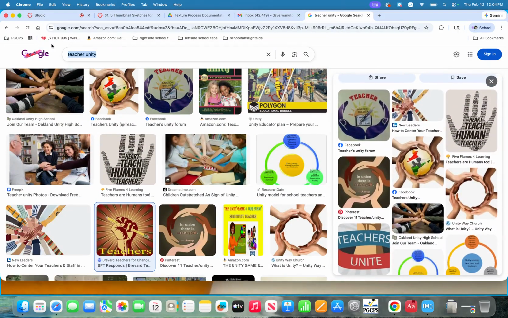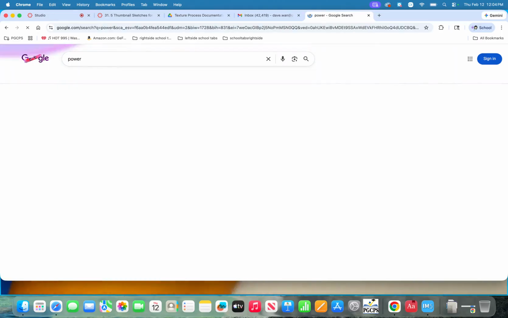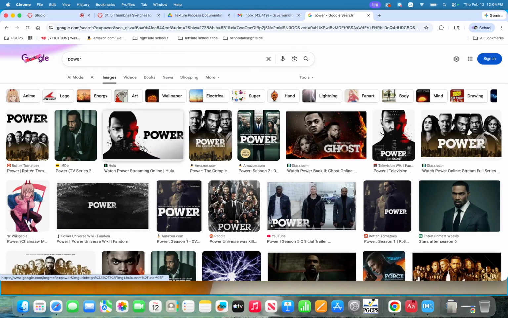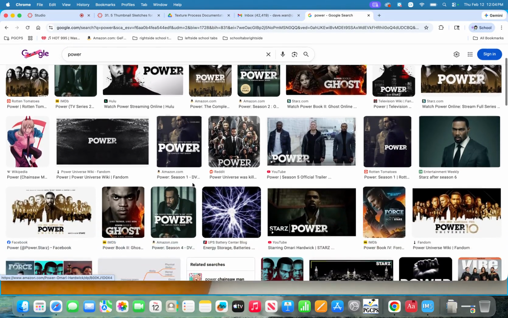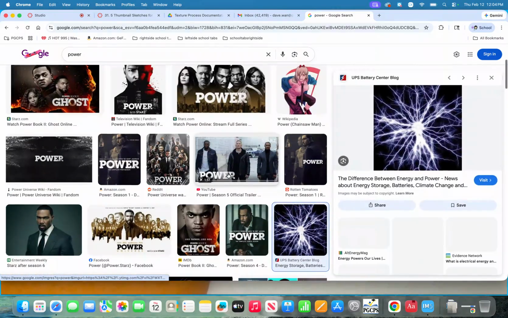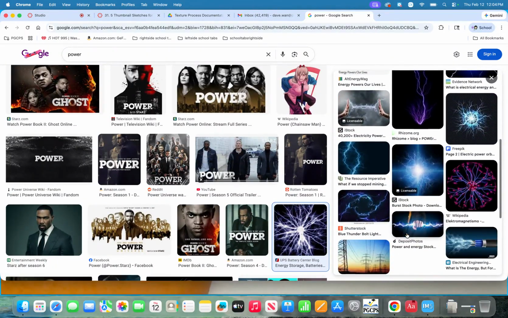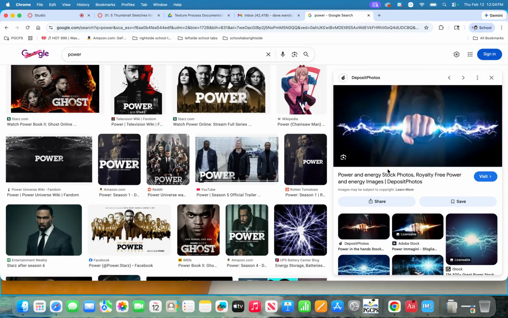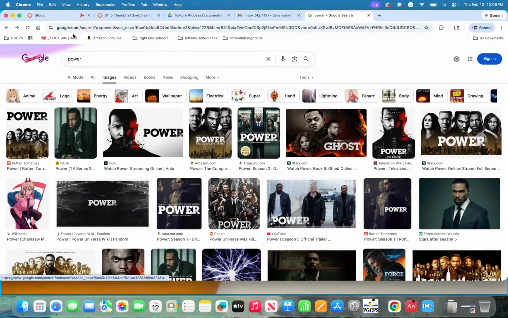What if I just typed in power? Let's see what pops up. It's a movie or TV series called Power, but I see electricity. That could be really neat. Electricity and a hand. You could be really original or creative with your ideas. What if I made the teachers into superheroes in the drawing? I always think about lightning and hands, like Thor with the hammer. That could be really neat.